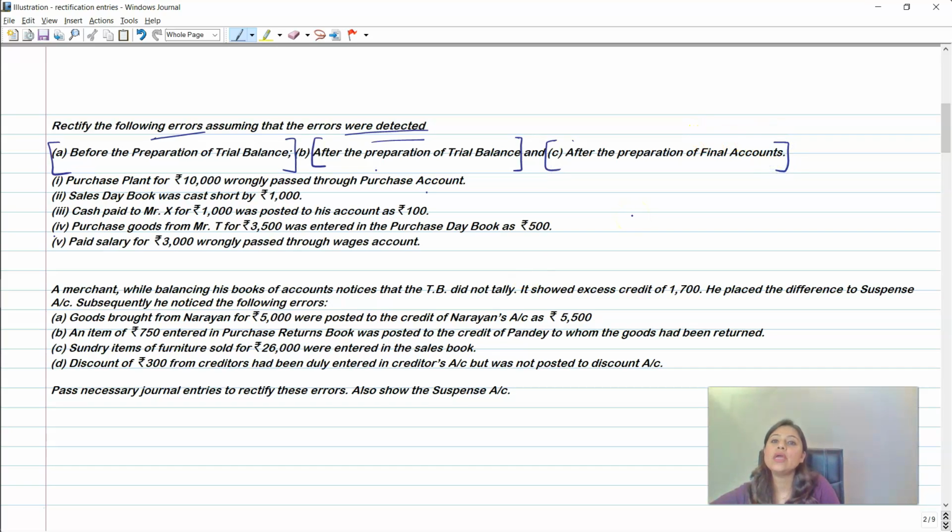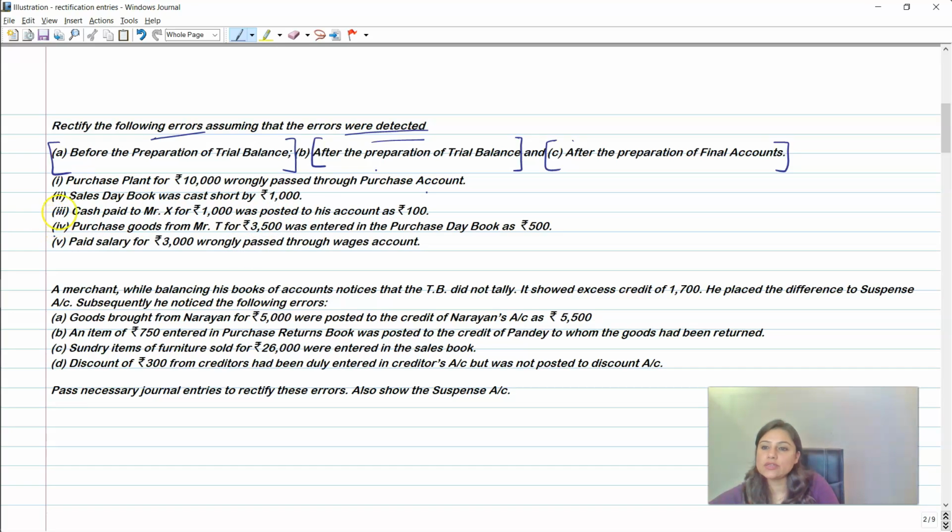So how do we pass on the entries in the books of accounts while we detect the errors before preparation of trial balance or after the preparation of trial balance? If some particular errors are detected, then how will we be solving such errors? And again, the third part is that after preparation of the final accounts, if there are some errors that are detected, how do we pass on the rectification entries?